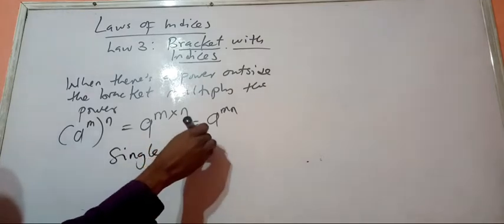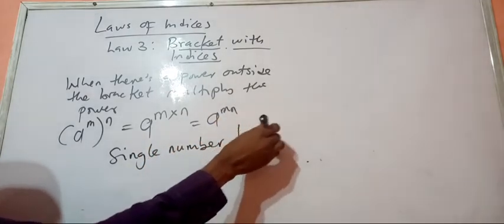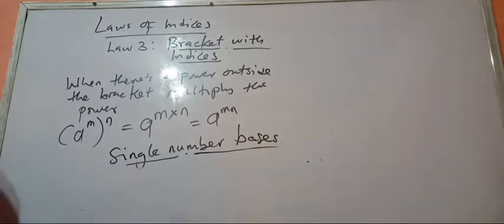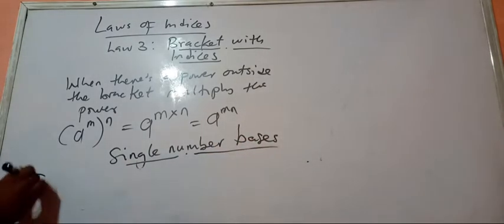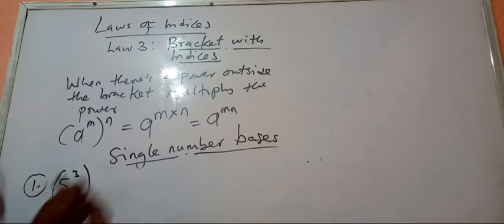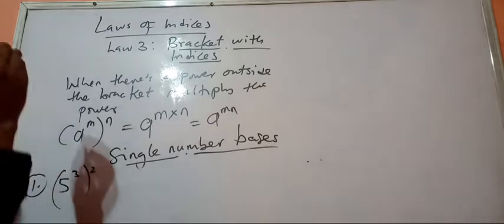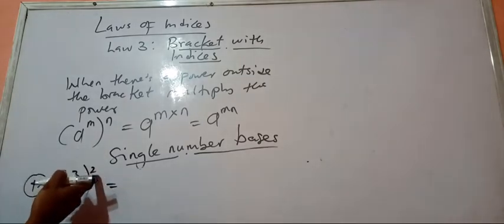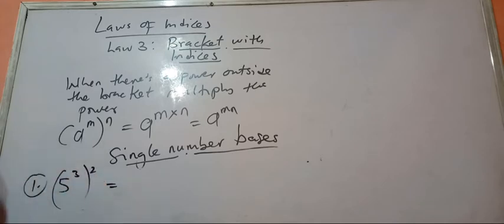Single number basis, before moving to the bracket expression. Example of single number basis: we have 5 raised to power 3, in brackets, then raised to power 2. The law: multiply the power outside the bracket, multiply everything inside the bracket. Is that okay? So what do we do?